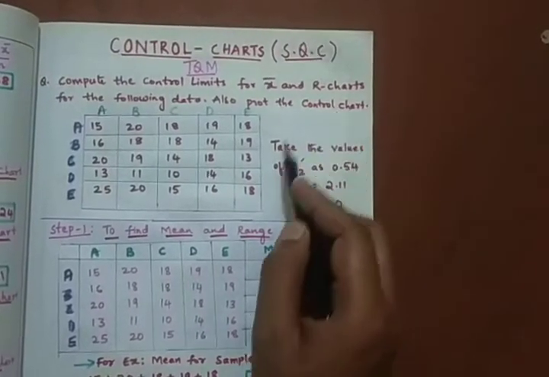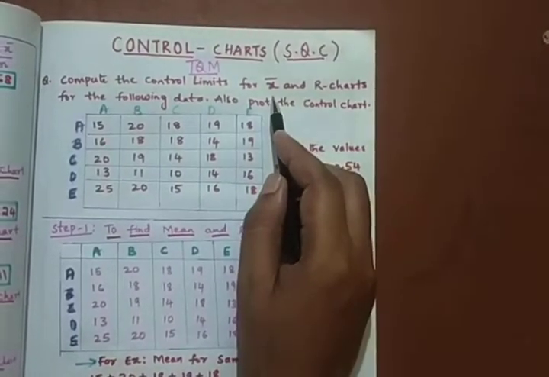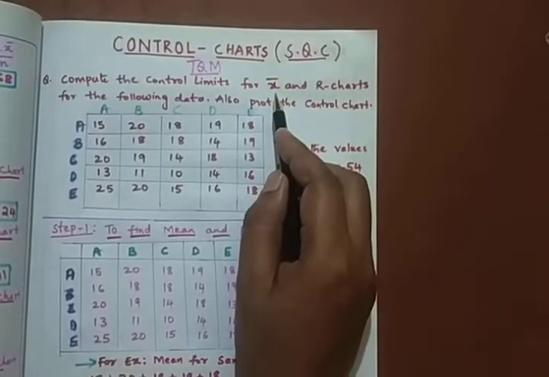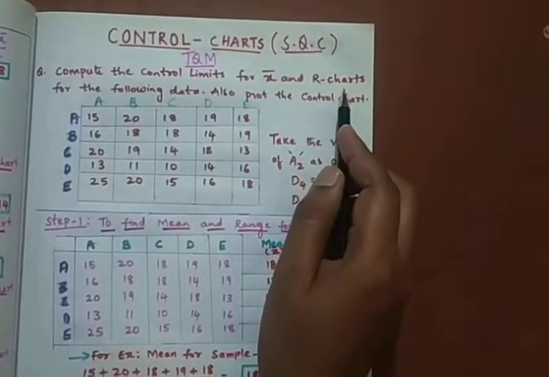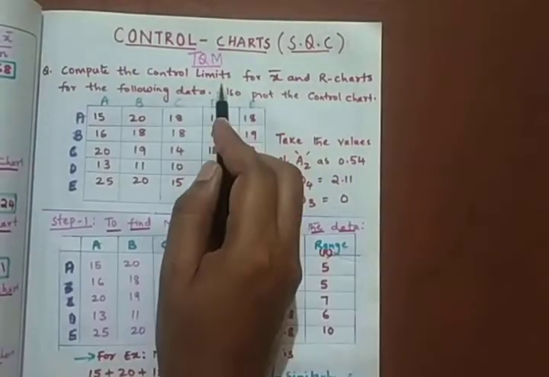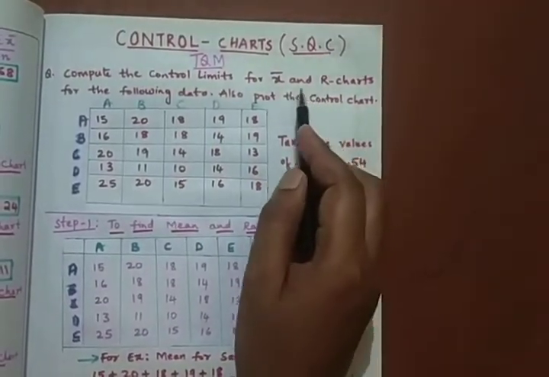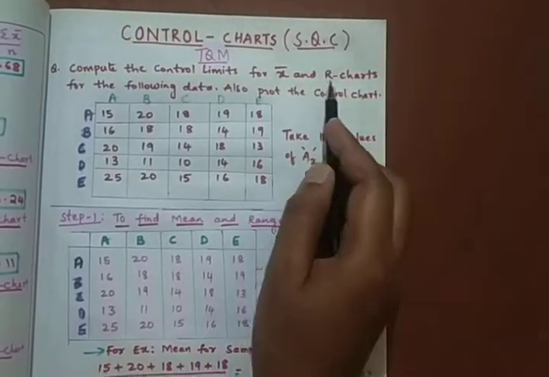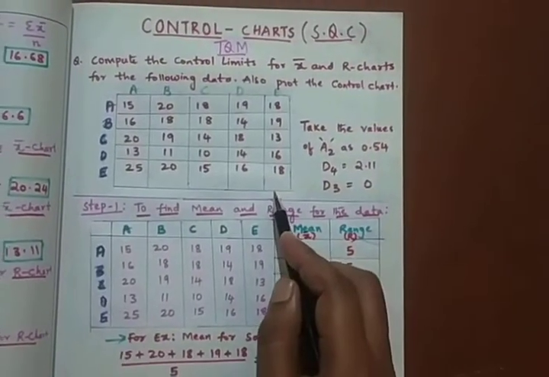So before we start with the problem, we need to understand the notations here. X bar stands for mean, R stands for range. So we need to first compute the control limits, and then we need to plot the charts for both means and ranges for the given data here. So this is the data.